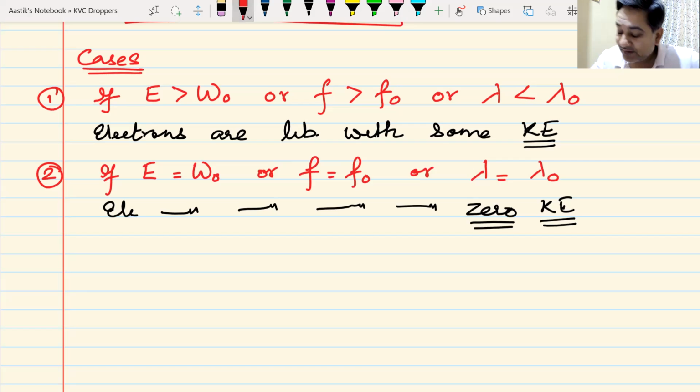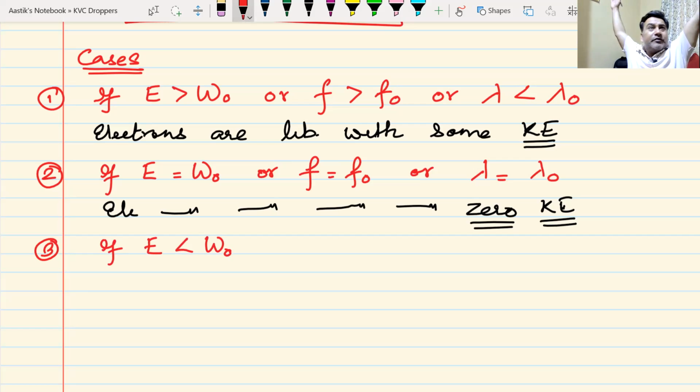What would be the next case, sir? E is less than W naught. We understand this now: the energy of the photon is less than the work function. There might be 10 million photons falling on the metal, but the energy of one photon is less than the work function. We are not dealing with numbers here. More photons does not mean that photoelectric current will happen. It depends on the energy of the photon. Do we get this idea?